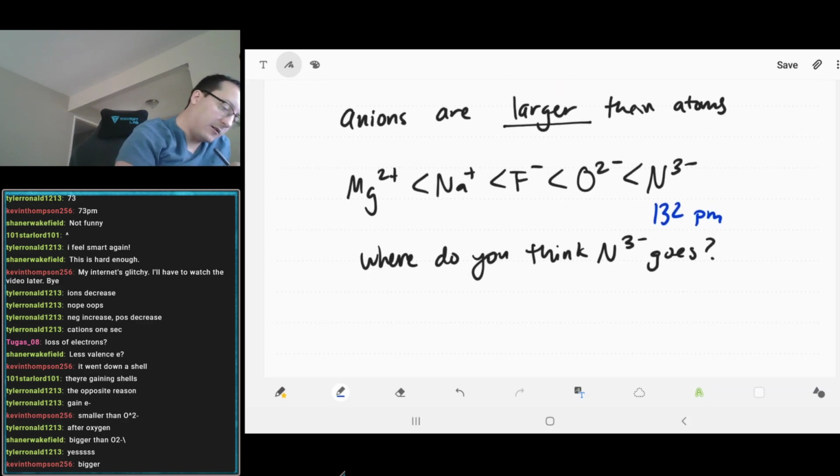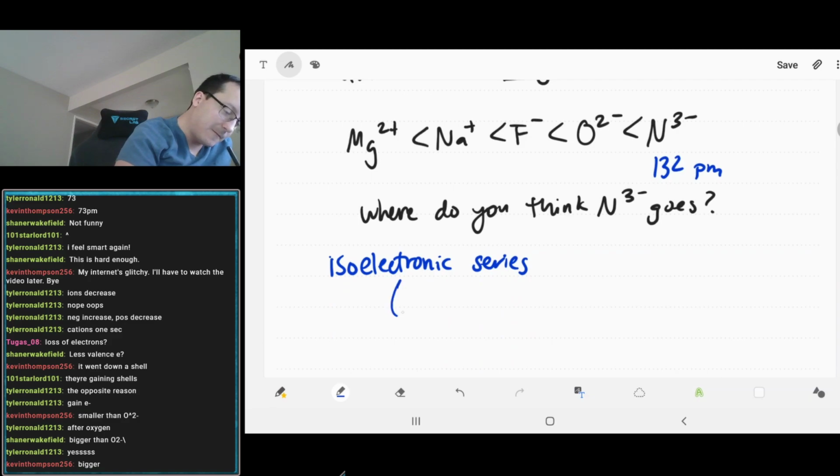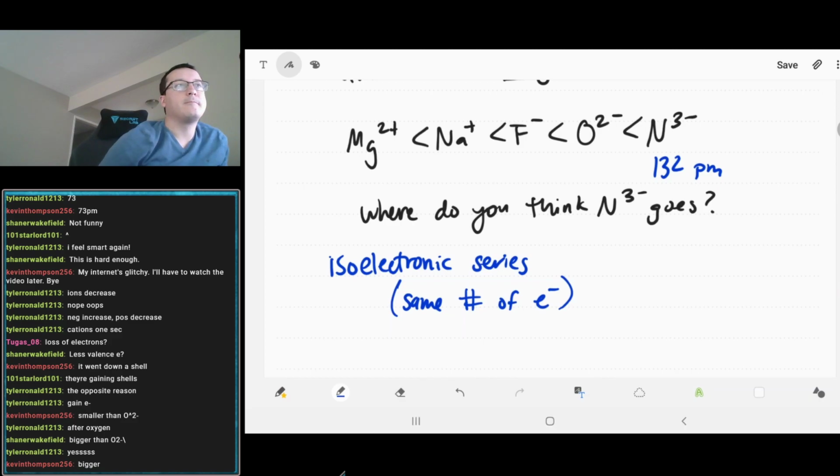This is what's called an isoelectronic series. They have the same number of electrons. All of these have the neon electron configuration, and so they all have 10 electrons. Let's take a look at their effective nuclear charge.